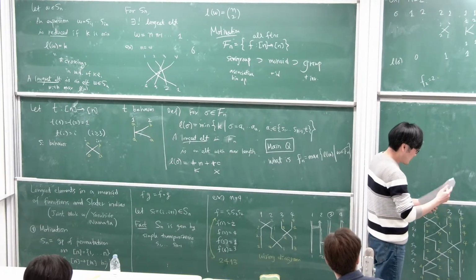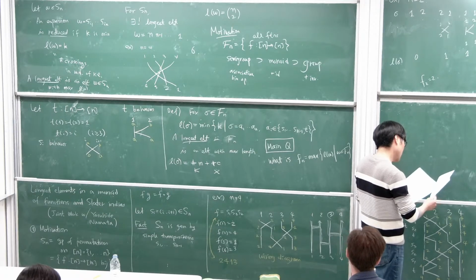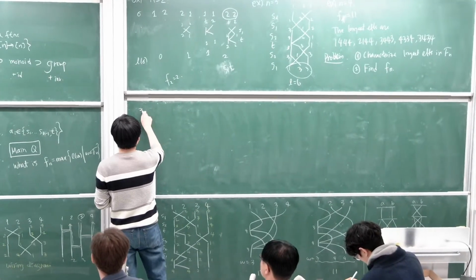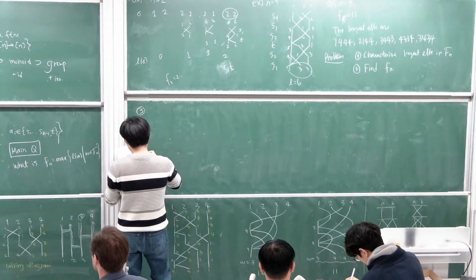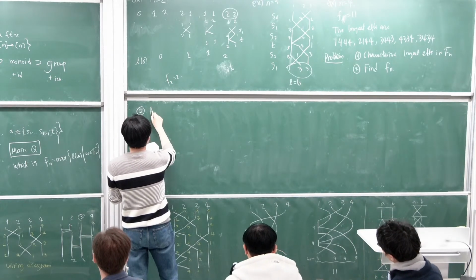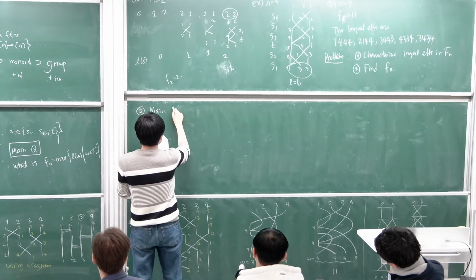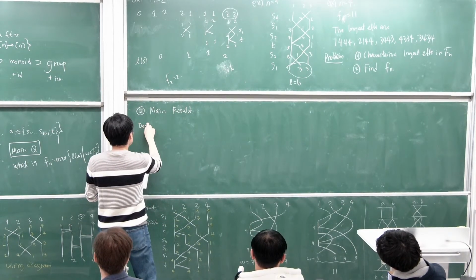All right, now let me tell you some of our main result. So 3. Was there 2? Yeah, I used 3 in my note. Oh no, 2 actually. Main result. So first we need to define something.